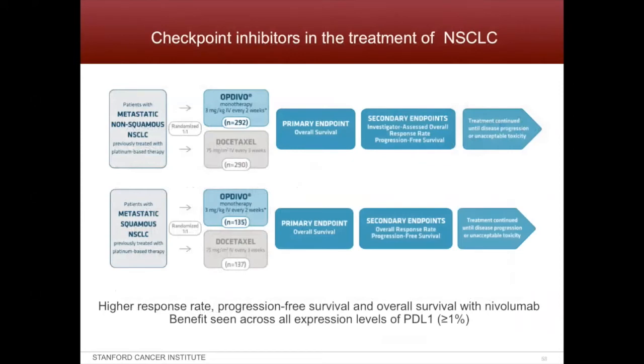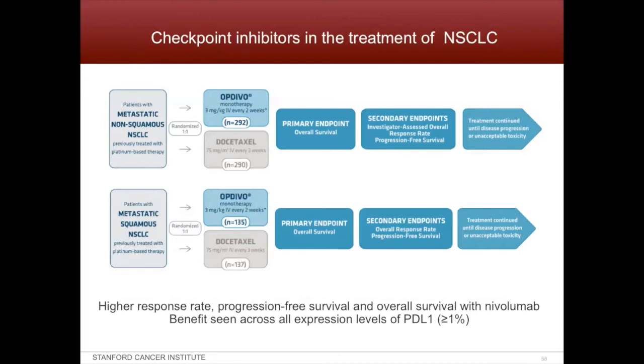I'm just going to show you some of the trials that have happened and some of the results. Nivolumab, or Opdivo, was tested in metastatic non-small cell lung cancer, both squamous and non-squamous, and compared to docetaxel, which is a standard chemotherapy. Higher response rate, responses last longer. One of the things that we found with immunotherapies is that in the patients that respond, the response lasts much longer than what we've seen with chemotherapies.